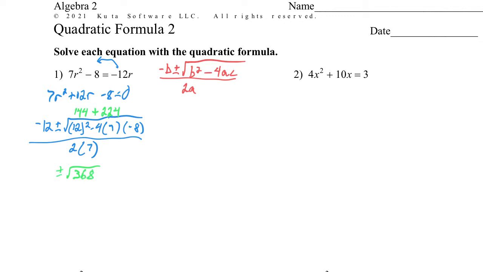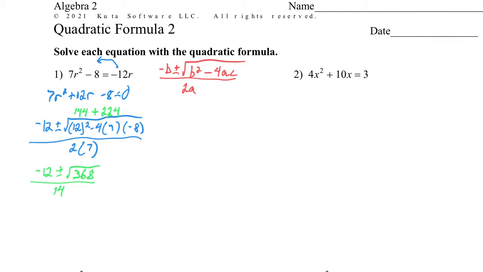Then I'm dropping down, plus or minus, drop down to negative 12, all over 2 times 7 on the bottom is 14. So now I want to test, can I actually square root the 368? If you type the square root of 368 in your calculator, you're going to get 19.183326, some crazy decimal. So since it cannot be square rooted, then we want to try to simplify it.